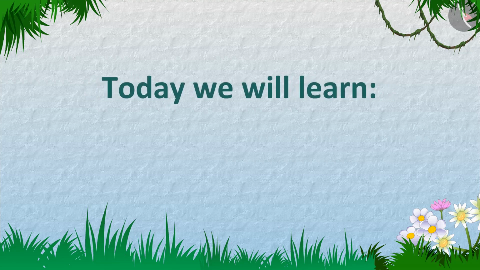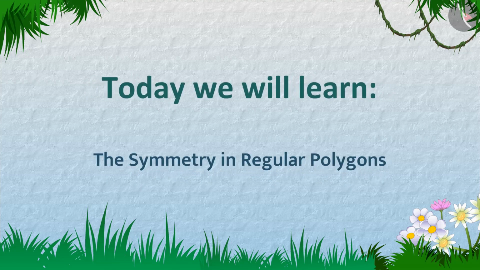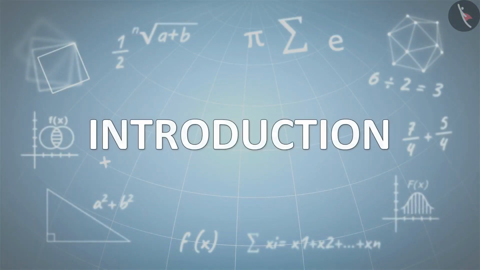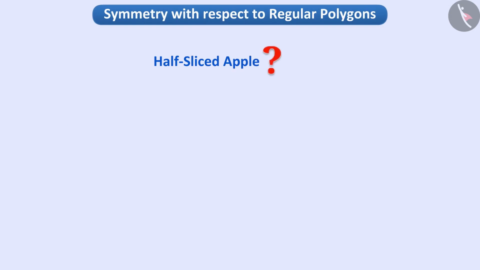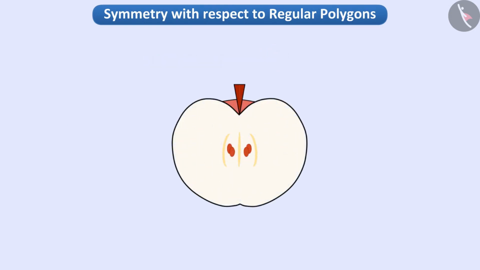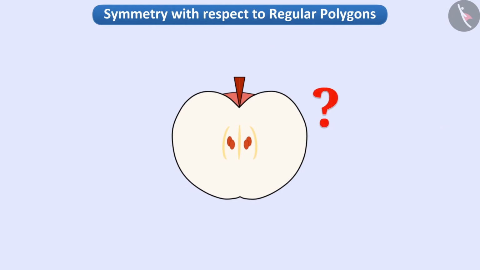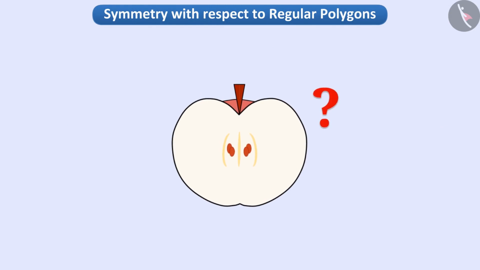Today we will learn about the symmetry in regular polygons. Have you seen the half-sliced apple carefully? It looks like this. Can you tell what is special in this? Think.